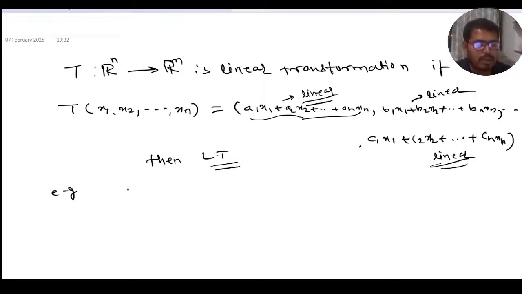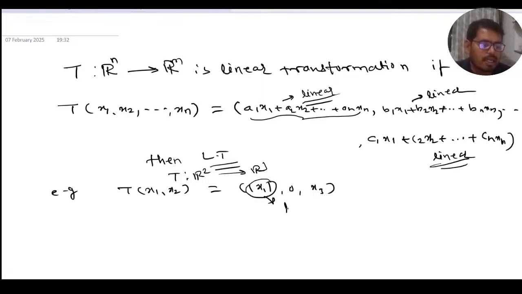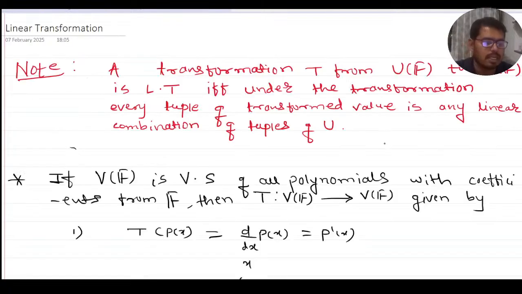Yesterday we solved so many examples. Defined T of x1, x2 equal to mod x1 comma 0 comma x3, okay, it is a transformation from R2 to R3. Here the first coordinate is not linear. That's why it is not a linear transformation. This result is very useful for identifying whether the given transformation is linear or not.